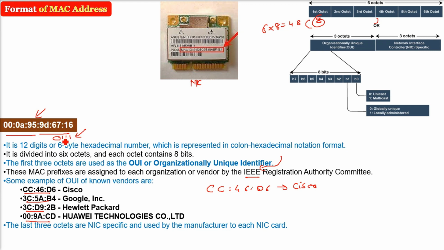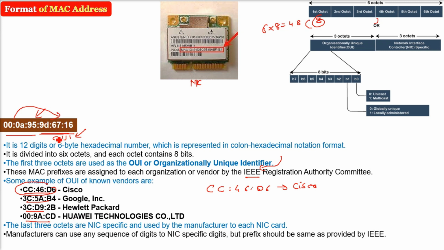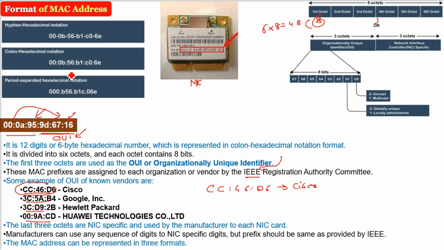The last 3 octets are network interface card specific, or vendor specific, and these are used by the manufacturer for each unique NIC card they manufacture. Alright, these are the 2 parts, 2 24-bit parts. One is the OUI, the other is the NIC vendor specific. So manufacturers can use any sequence of digits for the NIC specific part, but the prefix should be from the IEEE only.